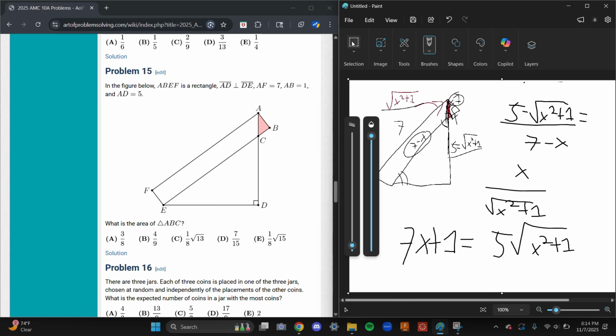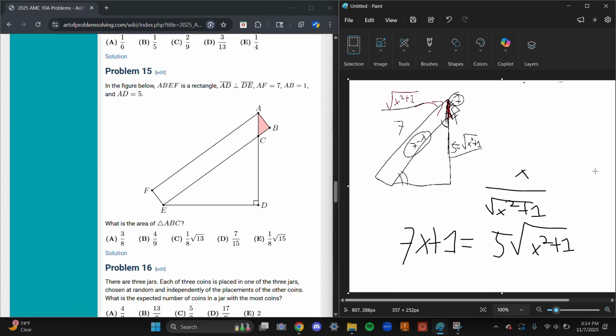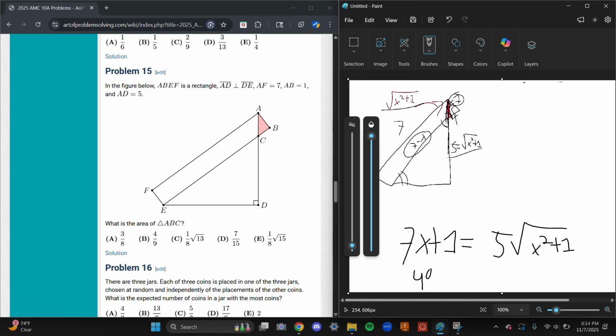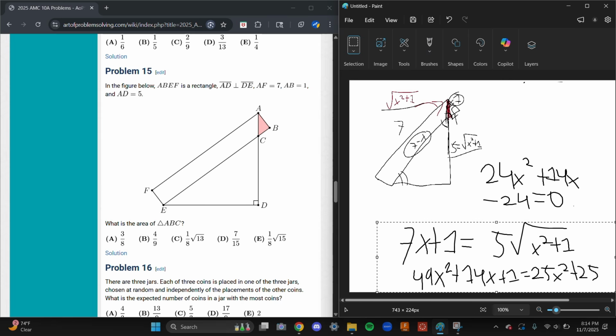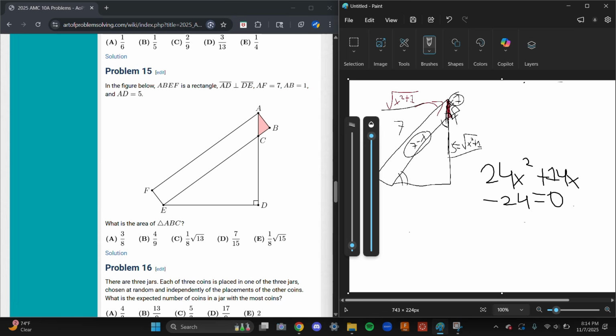Now we want to square both sides of this equation here. So let me do that now. 49x squared plus 14x plus 1 is equal to 25x squared plus 25. So 24x squared plus 14x minus 24 equals 0. You can divide this by 2, right? We're not dividing by 0, so it's fine. So 12x squared plus 7x minus 12 equals 0. So what's x?